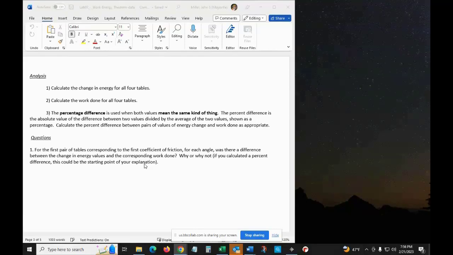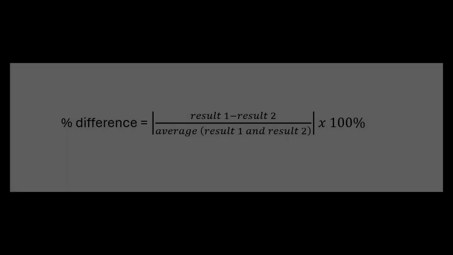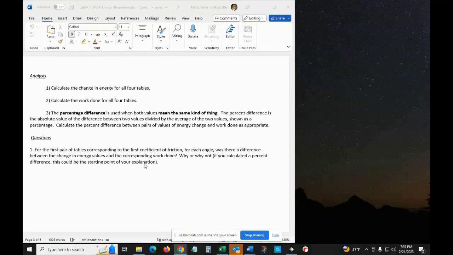The percentage difference equation looks like this: percentage difference is equal to the absolute value of result 1 minus result 2, divided by the average of result 1 and result 2, all multiplied by 100%. The closer the 2 values are to each other, the closer the percentage difference will be to 0.